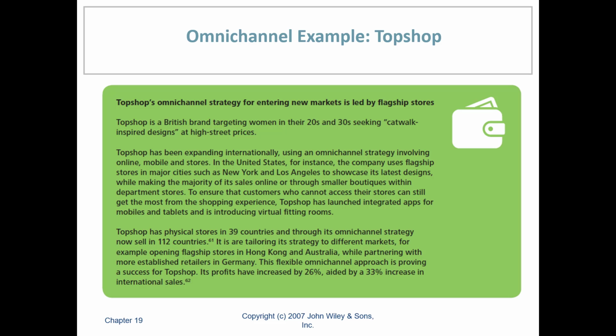So here's a nice little example of the omni-channel. This is the British retailer Topshop, which targets women in their 20s and 30s. It's almost in the tradition of the fast fashion concept, like H&M we've talked about. They use a strong omni-channel. In the UK they had all the stores on the high street, but in the US they decided it's very difficult to expand retail.